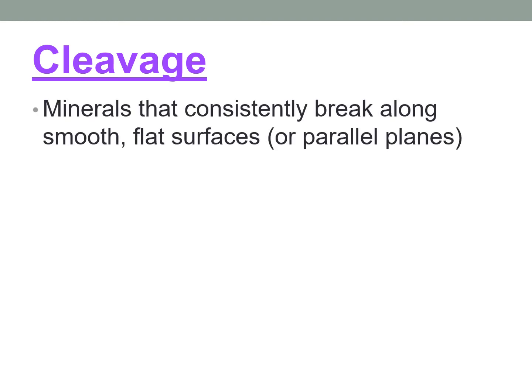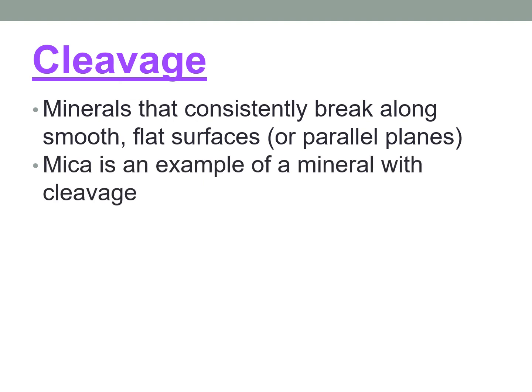We're going to talk next about the two ways that a mineral can break. The first one is called cleavage. It's when a mineral breaks consistently along a smooth, flat surface or parallel planes. So when I break it, it's very smooth on both edges where it breaks. Mica is a really good example of a mineral with cleavage.